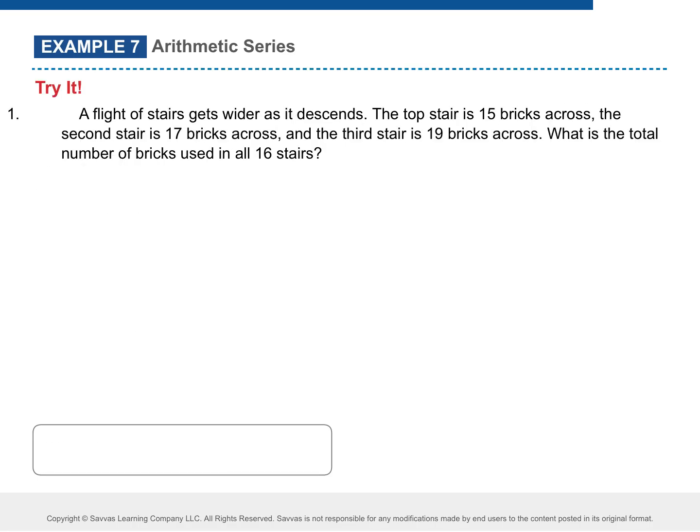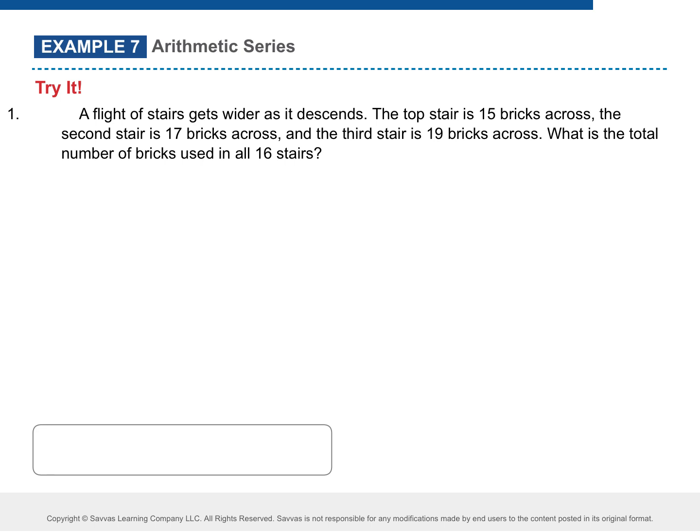Okay, it says a flight of stairs gets wider as it descends. Are we going up or are we going down? Descend. We're going down. Okay, so it says the top stair. Well, if we're going down, are we starting at the top or the bottom? Top. Starting at the top. So the top stair is 15 bricks.